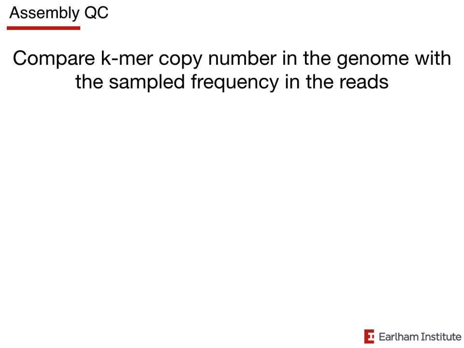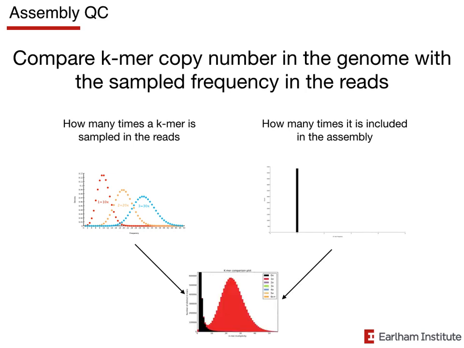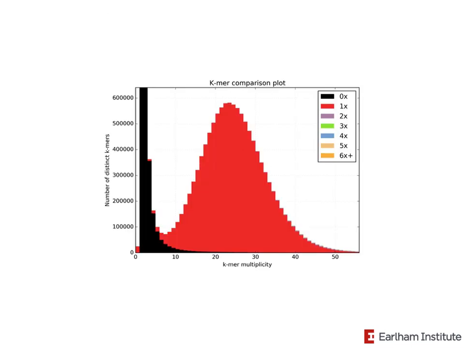So this is where it gets interesting. You can actually do the same with the genome assembly rather than a reference. So basically you take how many times a K-mer is sampled in the reads, how many times it is included in the assembly, and you compare those two. And since you're creating the assembly from the reads, the spectrum should be very well partitioned. So that is exactly what CADCOMP does.